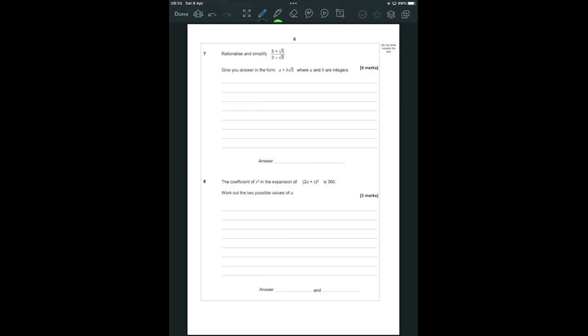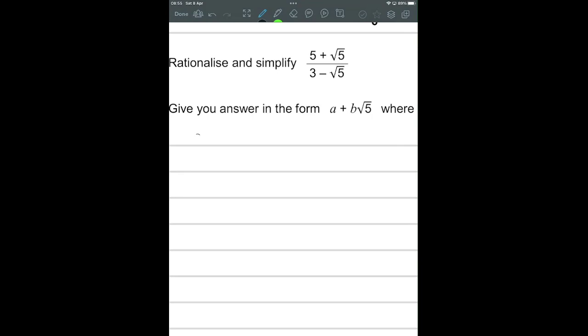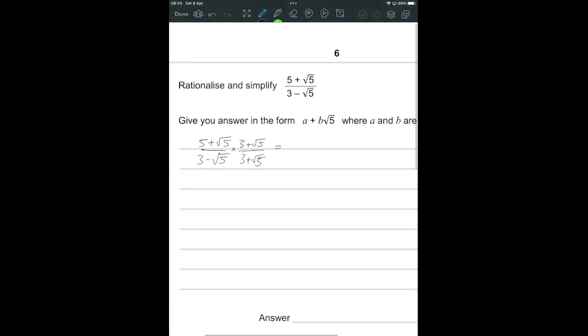Rationalise and simplify that. Give your answer in the form. The technique for rationalising is to multiply the numerator and denominator by the thing we had in the denominator with the flipped sign to take advantage of difference of two squares.